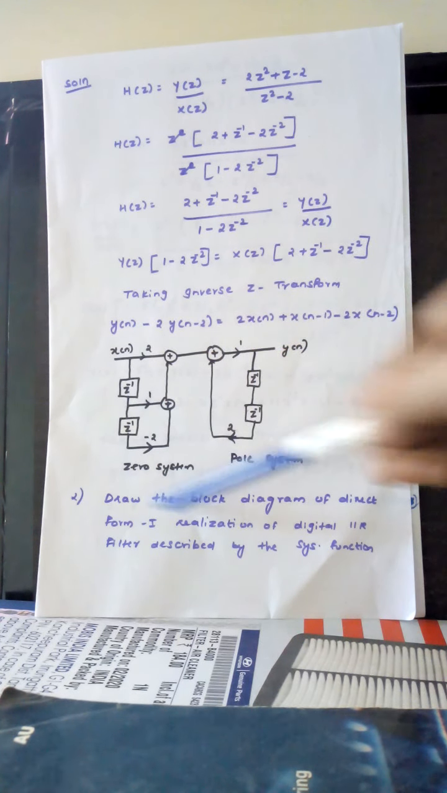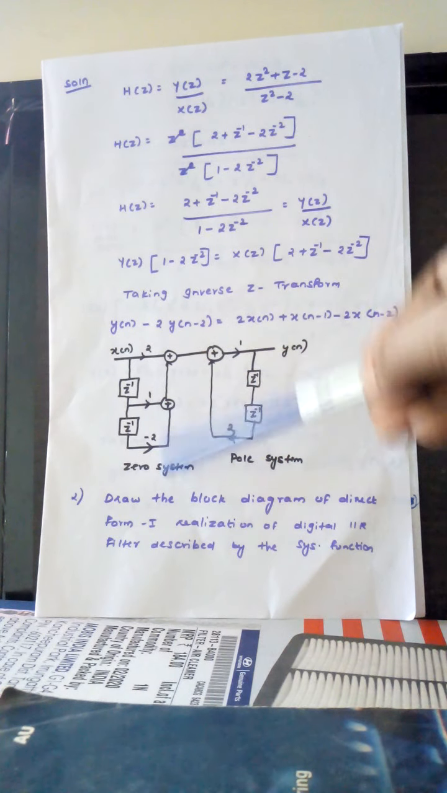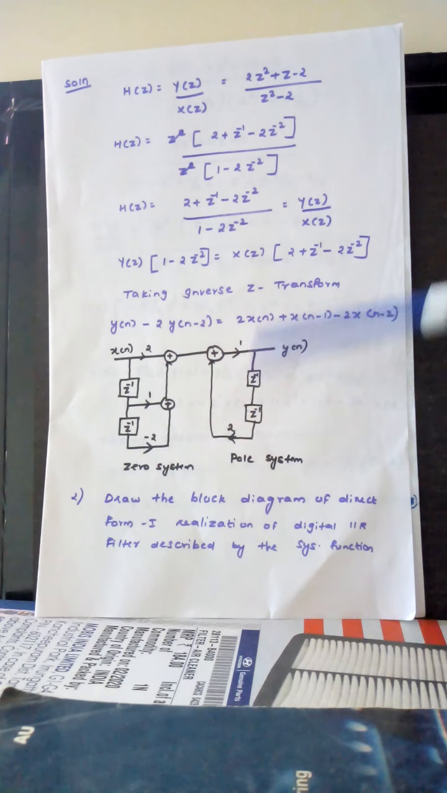So this is your direct form structure. This part gives the zeros in the system, and this part gives the poles in the system. So this is direct form 1.